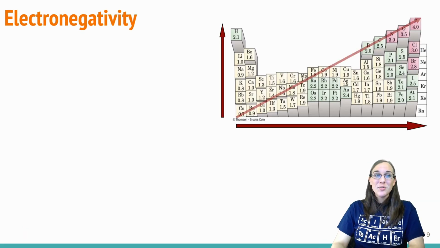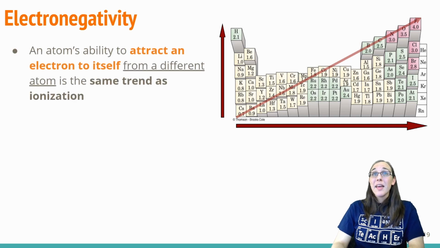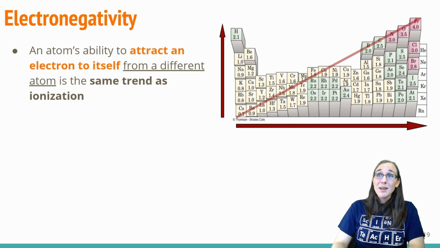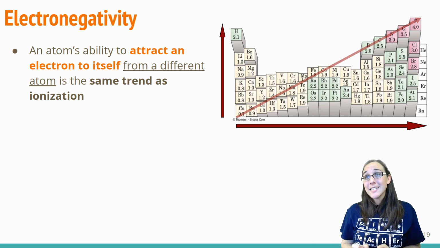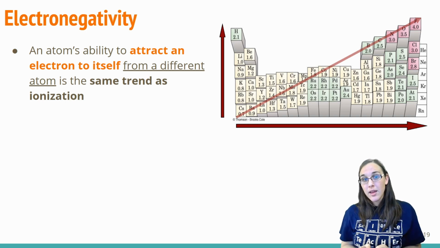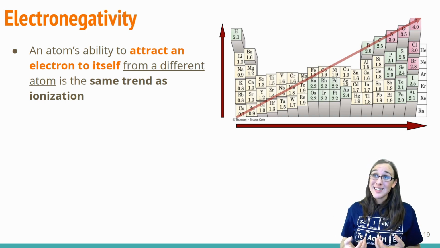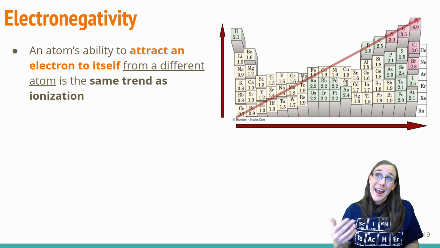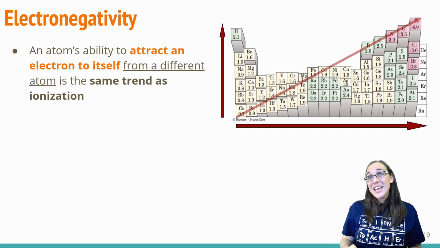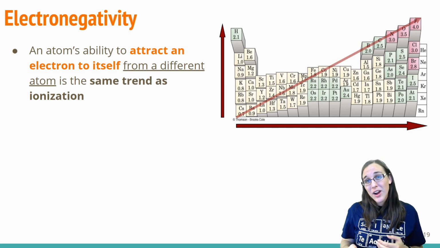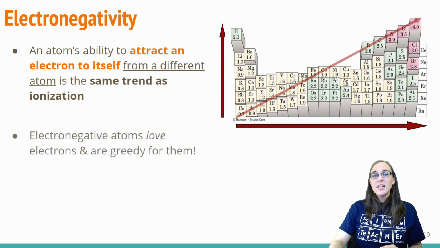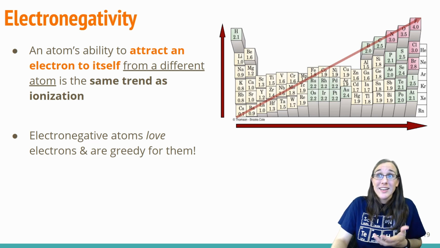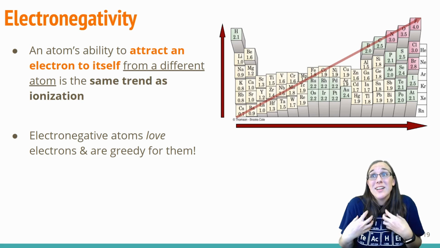Let's move on to electronegativity. Electronegativity is an atom's ability to attract an electron to itself. So this would be trying to attract an electron from a different atom. Electronegativity has the same exact trend as ionization energy. So electronegative atoms love electrons, hence electronegative, electron negative. They want to be negative. They want to steal electrons.